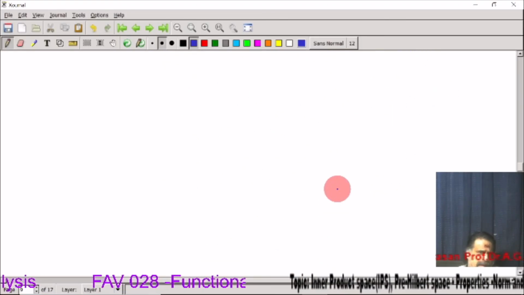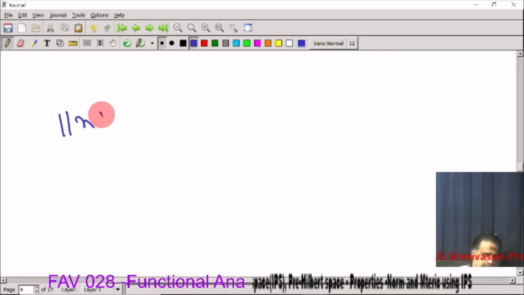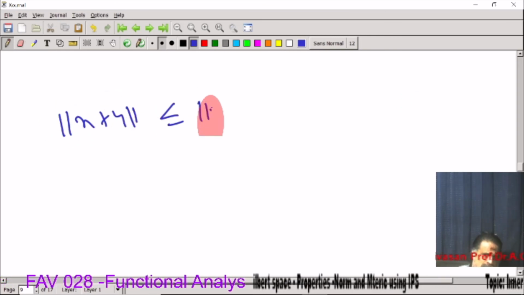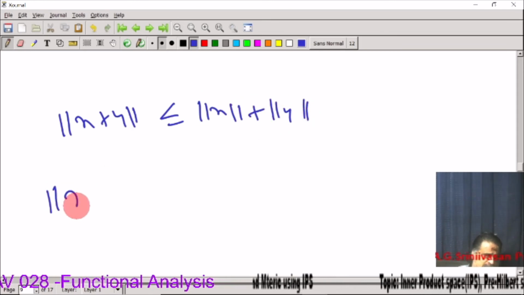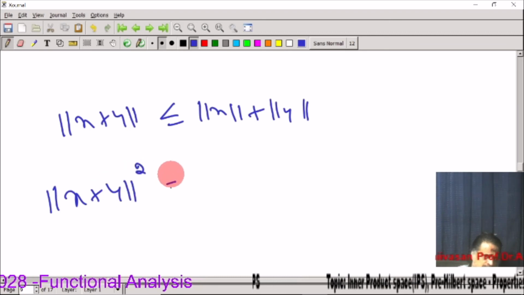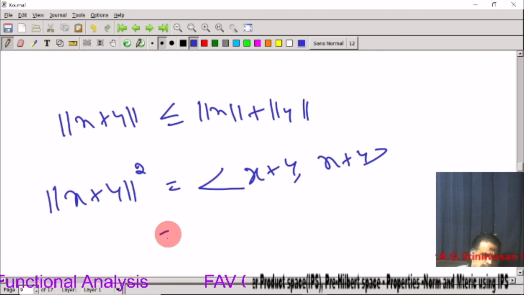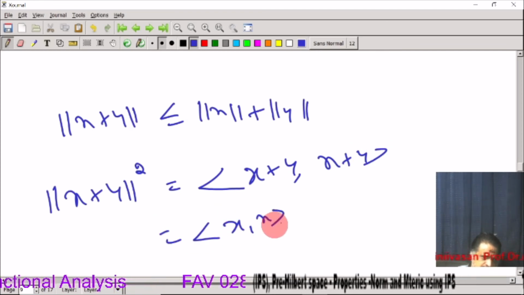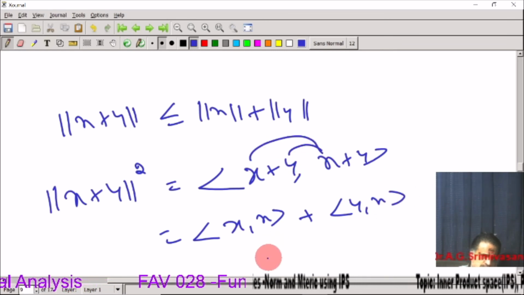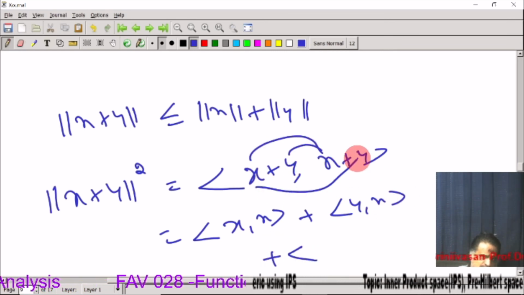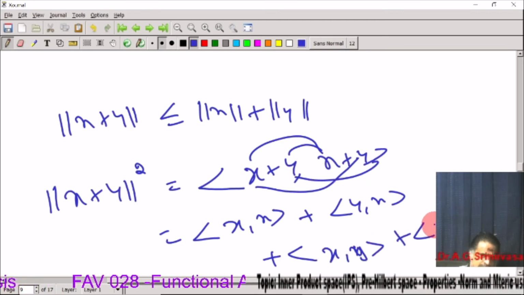So let me do the triangle inequality. We would like to show that norm x plus y is less than or equal to norm x plus norm y. Now to do this, let me start with x plus y the whole square. This is inner product x plus y comma x plus y. This is equal to inner product xx plus inner product yx. So you can take these two and then these two, plus inner product xy, plus inner product yy.